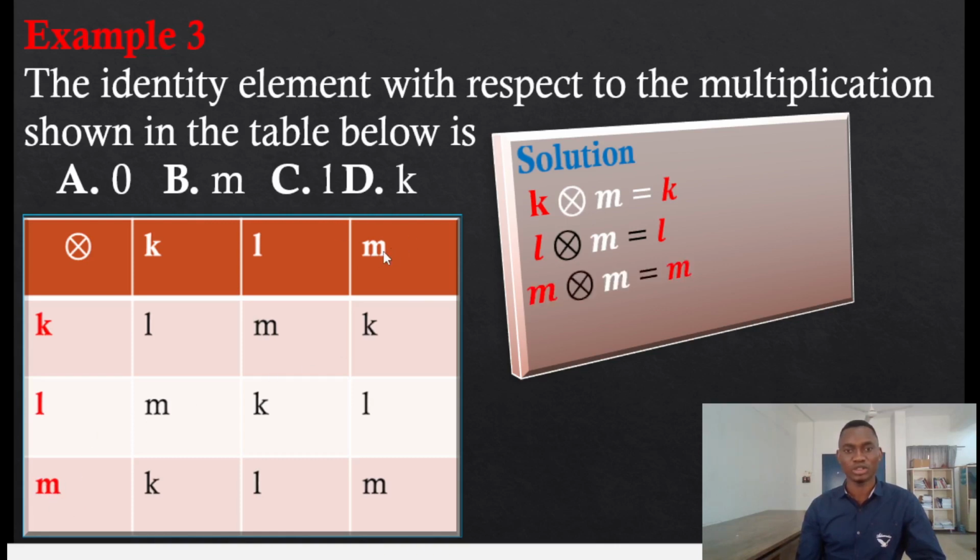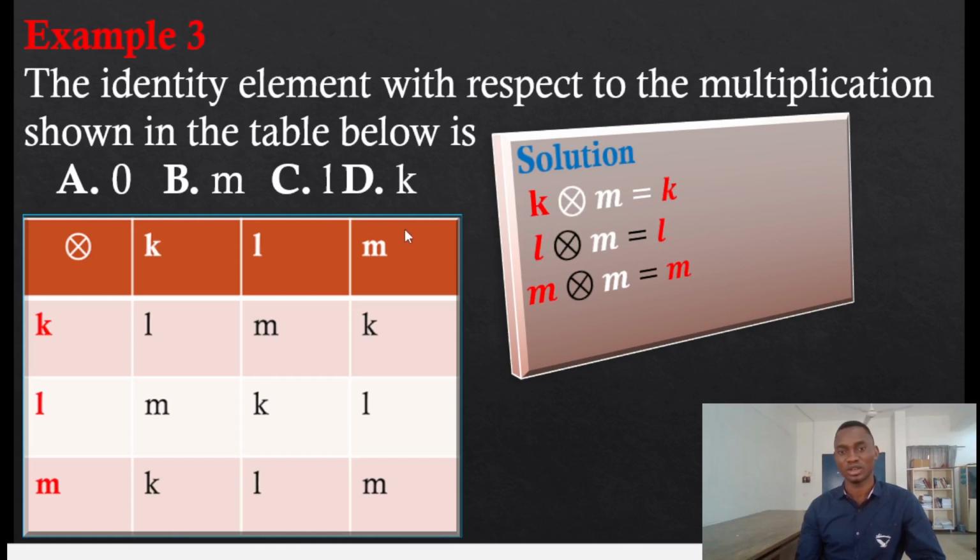M operates on M and the answer is M. It is only this second element M that satisfies this condition. As you can see, if you say that L is the identity element, then K operated on L should give us K, but it's giving us M. So L cannot be the answer.